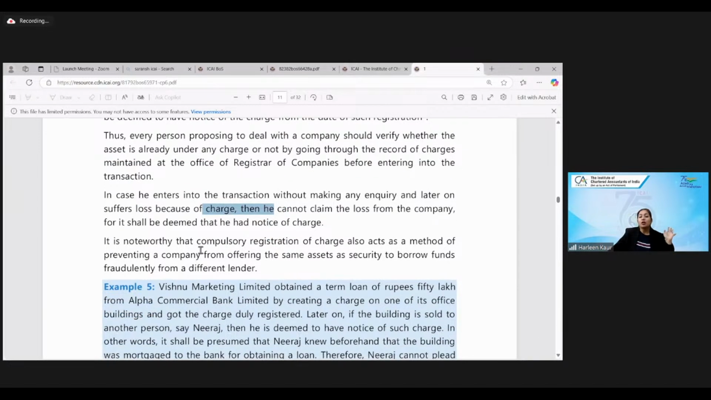Compulsory registration of the charge act is a method of preventing the same act. That's why it is a compulsory registration. This is the reason why this chapter has been made, so that you can avoid giving the same asset as a security to borrow the funds, to avoid any fraudulent practices.